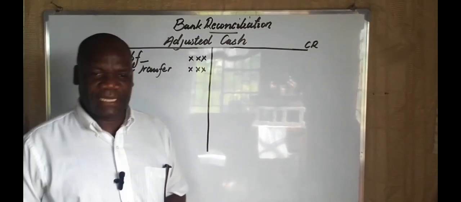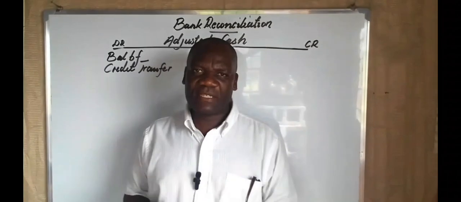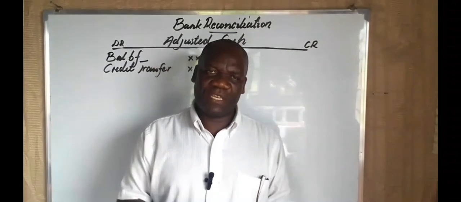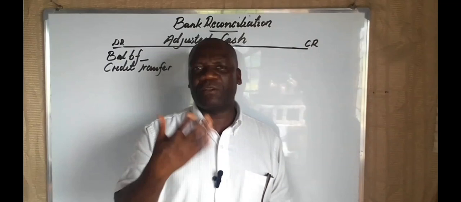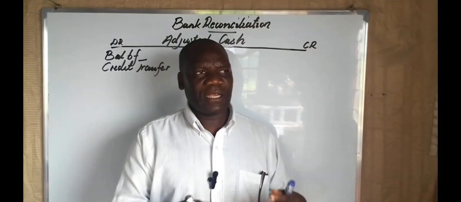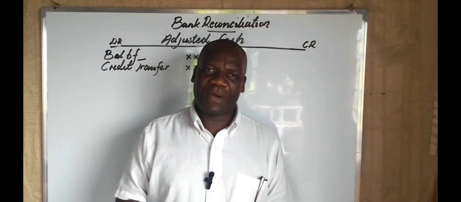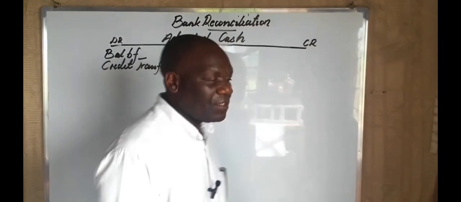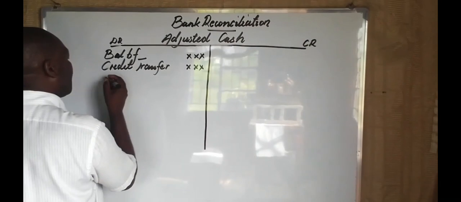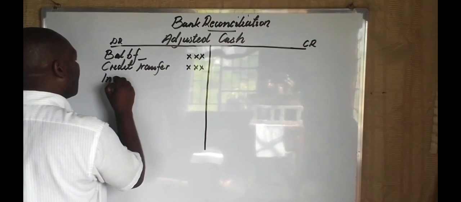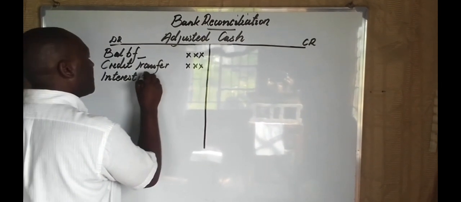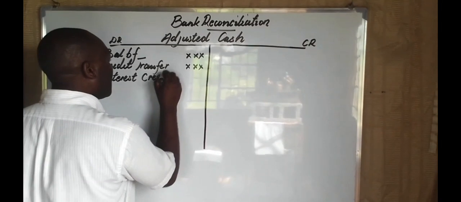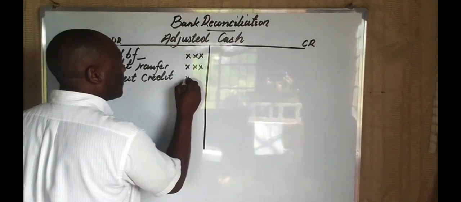The next item, the interest credited. You have received the interest. The bank has given you interest, and then you have not been notified. You only come to know when you get a bank statement. So it will be interest credited. Put it there.